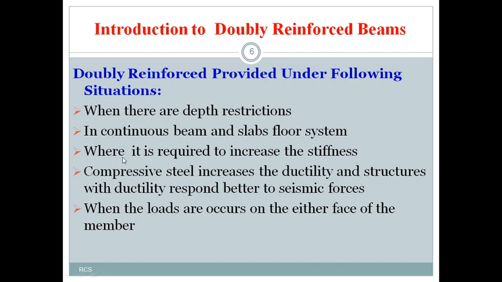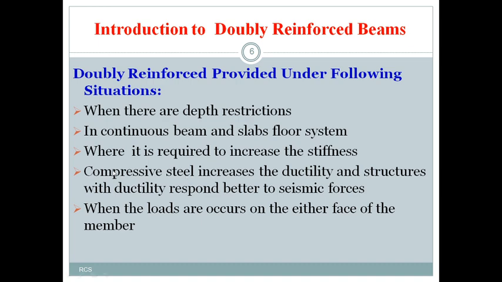And then where it is required to increase the stiffness. You know what the meaning of stiffness is? Stiffness is resistance against deformation. Where there may be a chance of more deformation, we have to increase the stiffness of the particular member. So we have to provide reinforcement in the compression zone, and that will become your doubly reinforced beam.